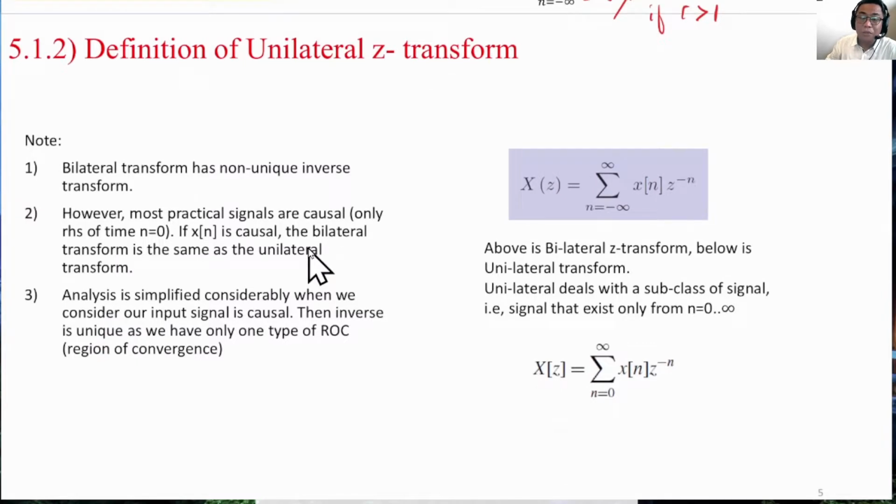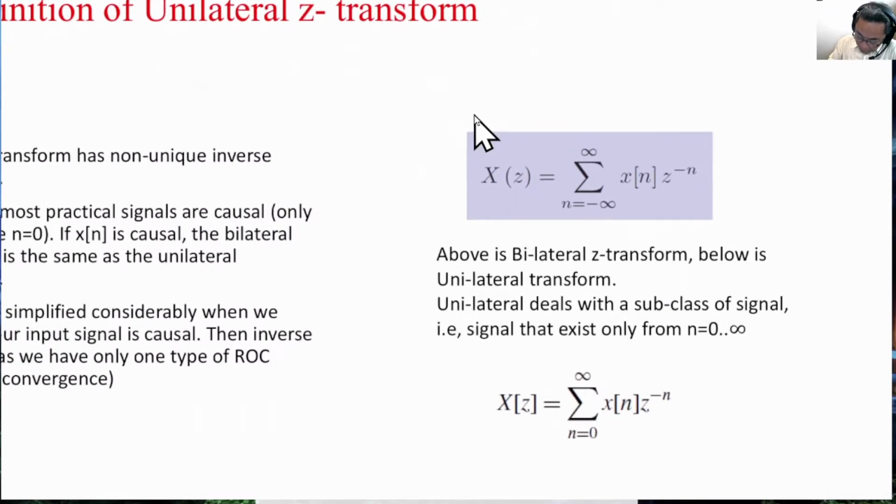And lastly, we now talk about the unilateral Z-transform. In the bilateral Z-transform, the index runs from minus infinity to infinity. However, typically we are interested only in causal signals, a subclass of signals that only exist from positive time. Therefore, we are not interested in n from negative infinity to infinity. If that is so, then this is called the unilateral Z-transform. That means we ignore the negative time.